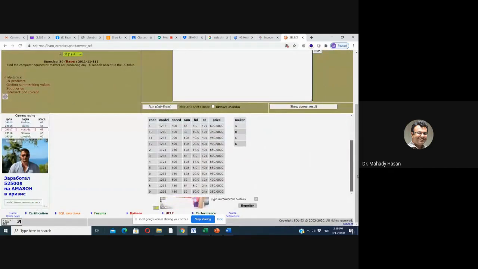These are the PCs. There are 12, I believe. 1232, 1260, 1233, 1121, 1233, 1121, 1121, 1233, 1232, 1232, 1232. So these are the models.